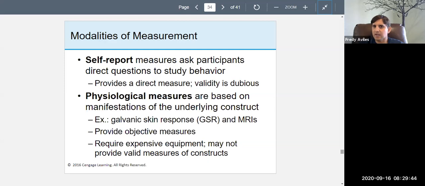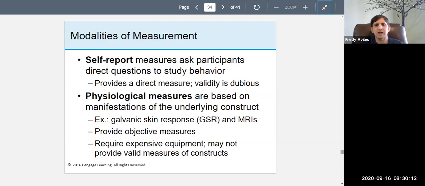You ask people, they tell you, but validity is dubious, right? It's whether it's valid, whether it's really measuring what you want it to measure, that people can argue about. Because of course, on these self-reports, these questionnaires, as you learned from Psych 101, people can lie, people can misrepresent themselves, people may not remember. So they have all sorts of problems, but that's a self-report. You guys should know what that is already.